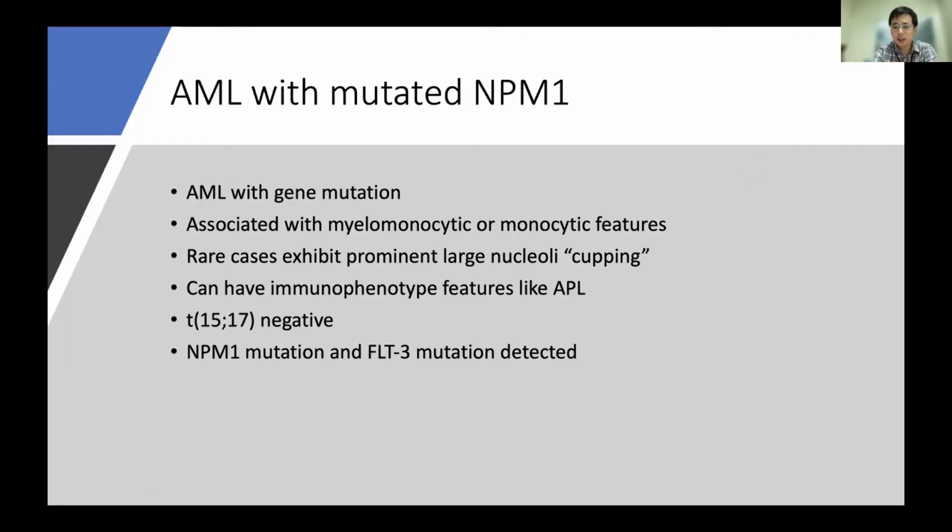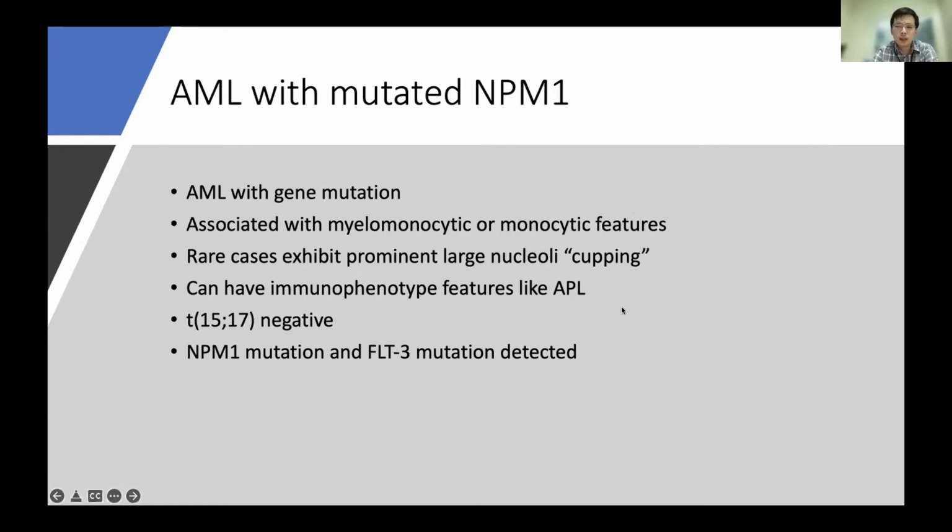So this case is actually not APML, despite the first clinical suspicion from the peripheral blood film reported from the referring hospital, and despite the fact that the immunophenotype actually is like APL. AML with mutated NPM1 is an AML with a gene mutation associated usually with myelomonocytic or monocytic features. The rare cases also exhibit prominent large nuclear folds creating this cupping appearance, and then they can have immunophenotype features like acute promyelocytic leukemia, which is your M3.